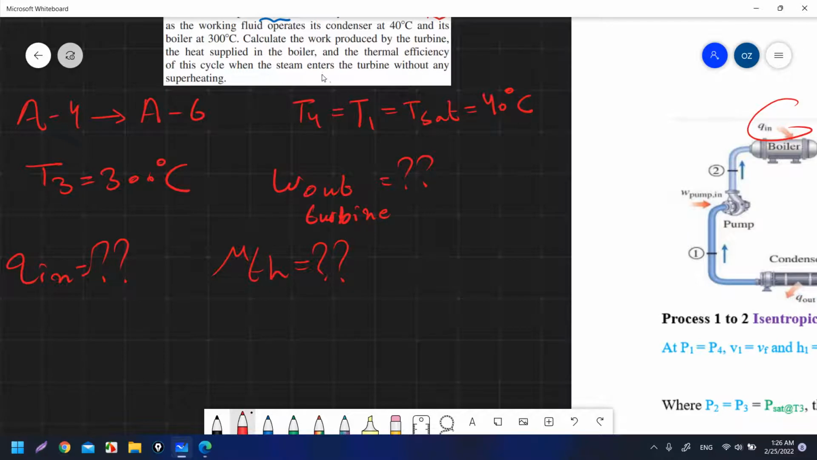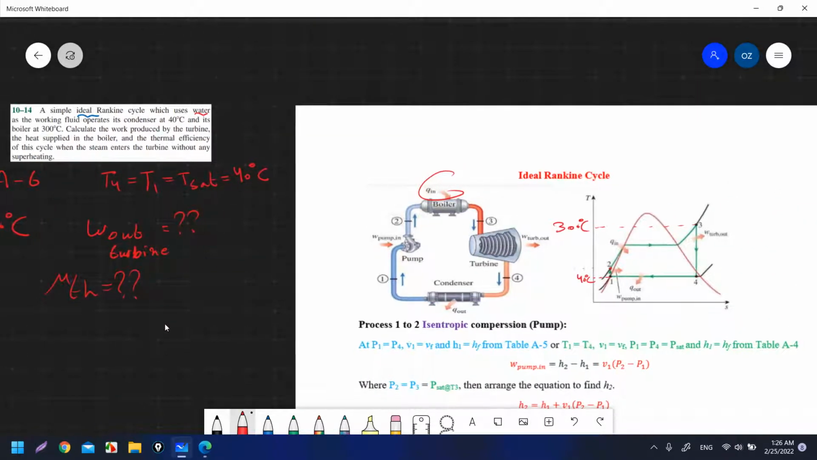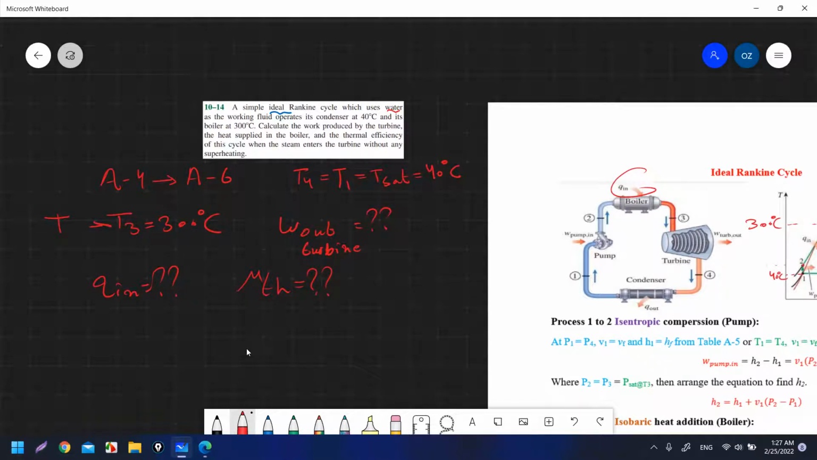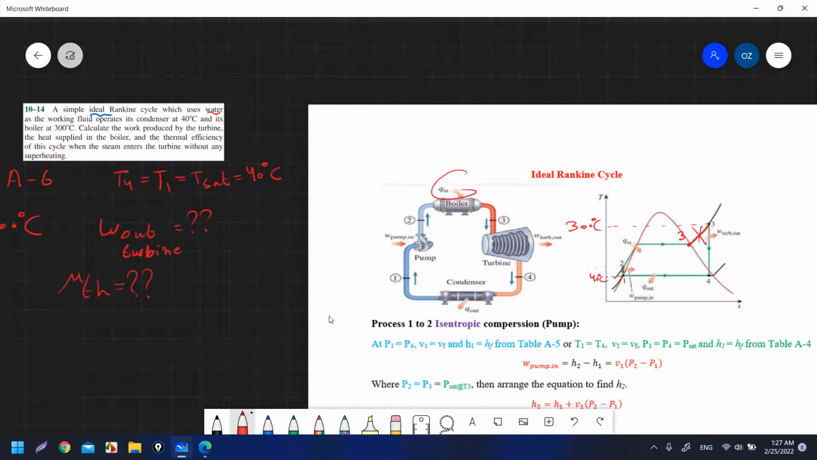Of this cycle, when the steam enters the turbine without any superheating, that means, where is the superheating? Superheating is here, right? And then without any superheating, so we remove this part, so we are here. So that is T3, and now we can say that T3 is also equal to T2.